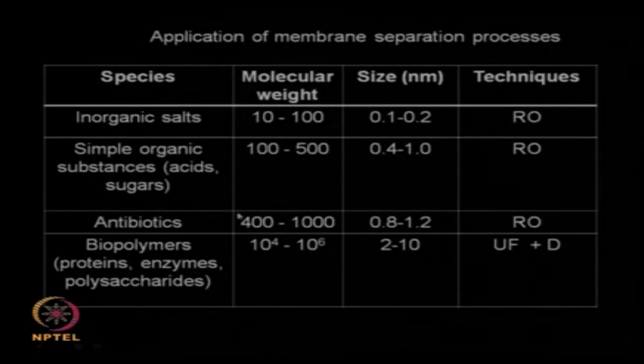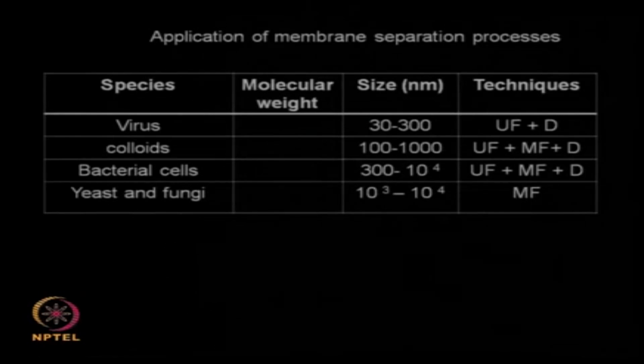Then if you have biopolymers, what is a biopolymer? Biopolymers could be proteins, enzymes, polysaccharides, very large molecular weight biopolymers. We are talking in terms of 10 power 4 to 10 power 6 Dalton. So big size, 2 to 10 nanometers. So here we can use an ultrafiltration type of system because the sizes are much larger here, unlike the other cases.